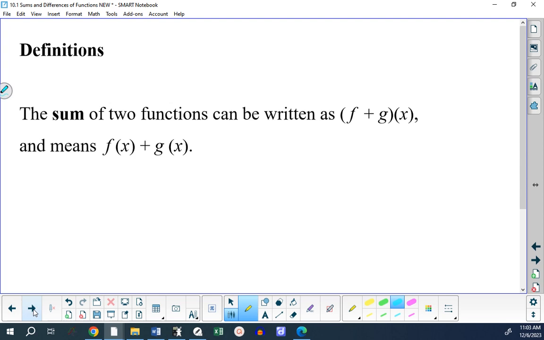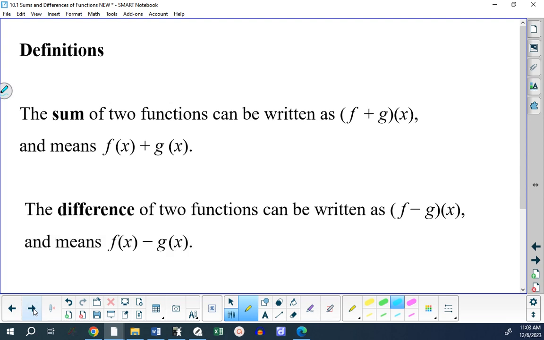And this is more about language and how we write things on paper. The sum of two functions can be written as, and listen to how I say this, the sum of two functions can be written as (f+g)(x). And I know it seems very goofy because all it means is f of x plus g of x. And the sensible student would say, well, why bother? Why not just write f of x plus g of x? And the answer is, I don't know why. Okay? It's a language that we need to learn, though.